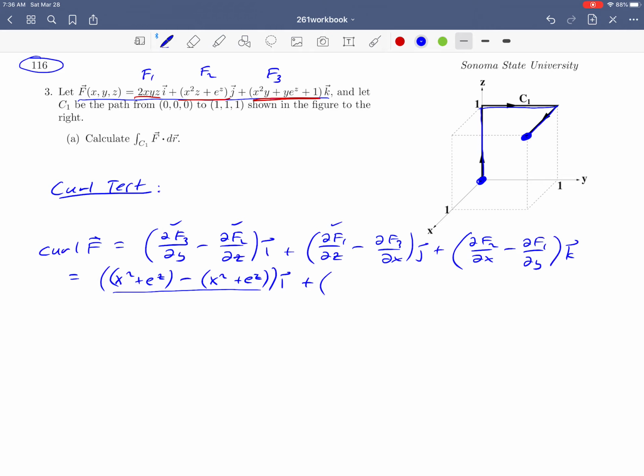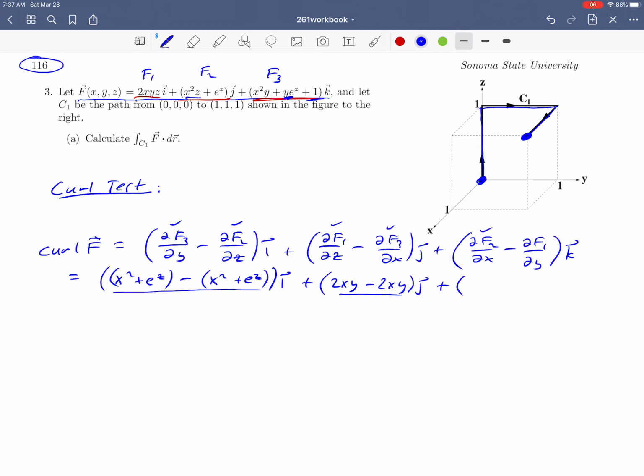Moving on, the next thing we come to is partial f1 partial z. We're looking over here at f1, and its derivative with respect to z would just be 2xy. Minus, now we move on to partial f3 partial x. That's going to give us a 2xy, and notice that those other two terms are going to go to 0.